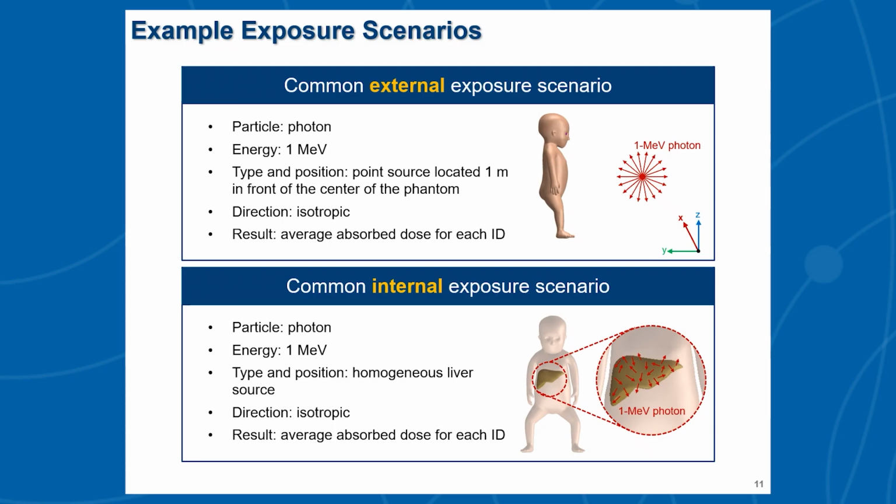There are two simple exposure scenarios, one for external exposure for a point source isotropically emitting 1 megaelectron volt photons located 1 meter in front of the phantom center. And then, the internal exposure for a homogeneous liver source isotropically emitting 1 megaelectron volt photons also exists. For both cases, the average absorbed doses are calculated for each organ.